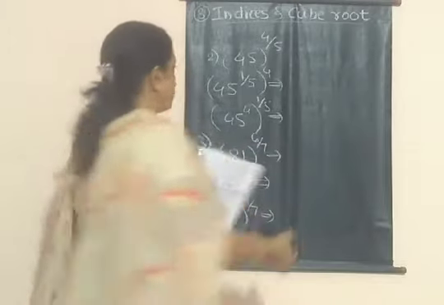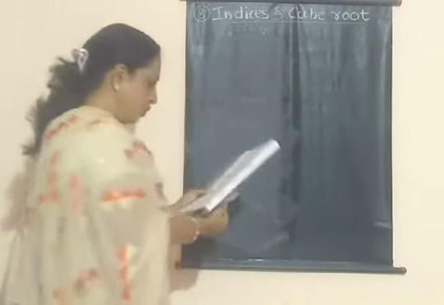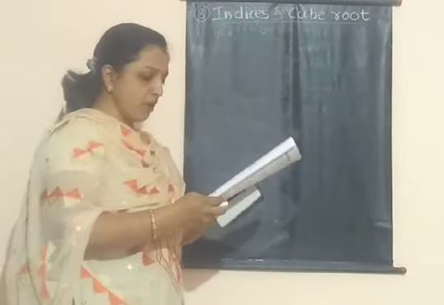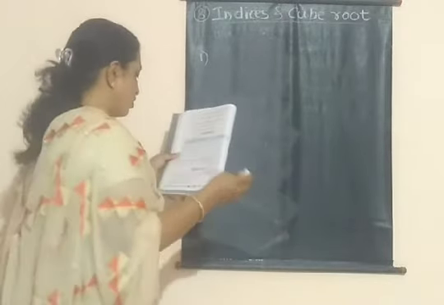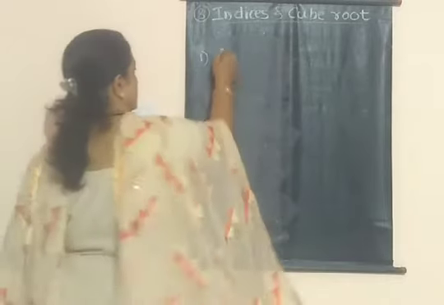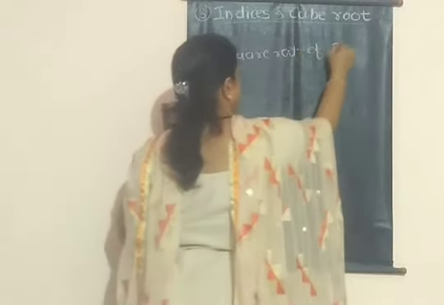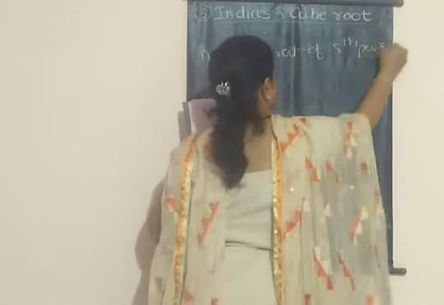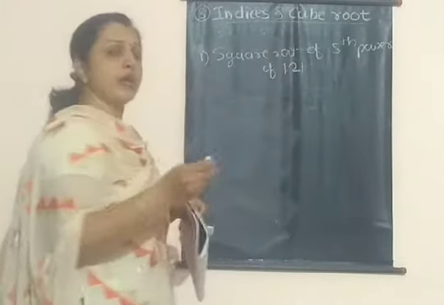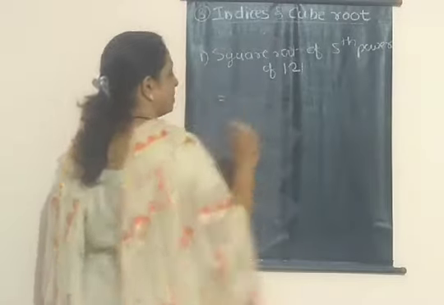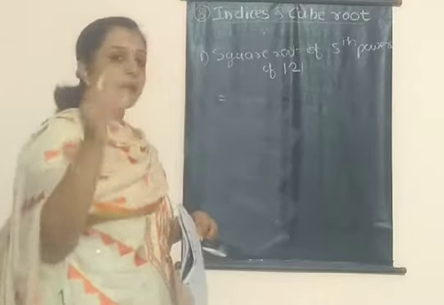Now what is the second question? Let's see. Question number 2: write the following numbers in the form of rational indices. The first one we have been given is the square root of the 5th power of 121. Now how to write this number? Let's start from here. Square root means the root, so you have to write 1 upon 2.